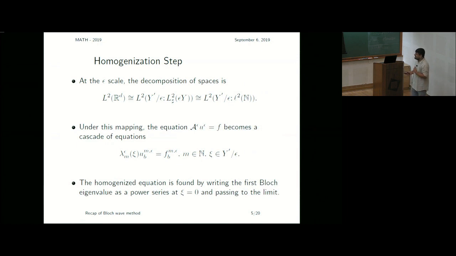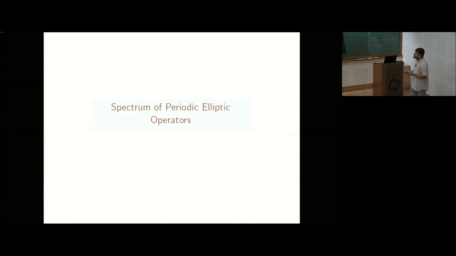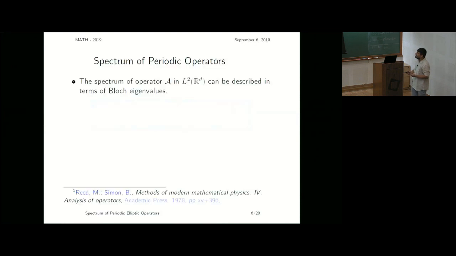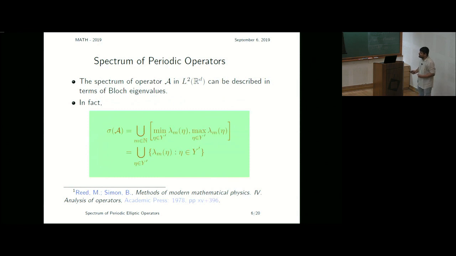So that's just a recap. So what about the spectrum of the periodic elliptic operators that I want to talk about? The first thing that I want to say is that the Bloch eigenvalues that were computed in the previous step are important for describing the spectrum of the operator A in L2 of Rd. The spectrum of A can in fact be written in this manner.